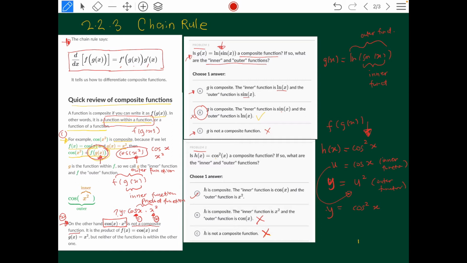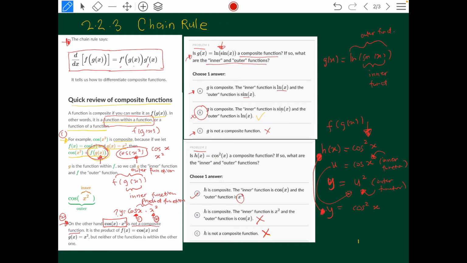So y is actually h(x). You get the same answer, just imagine it as when you are using u substitution. So u equals cos x, therefore y equals u squared. If you plug that in, you get y equals cos squared x. So basically the inner function is cos x, the outer function is u squared, or x squared.